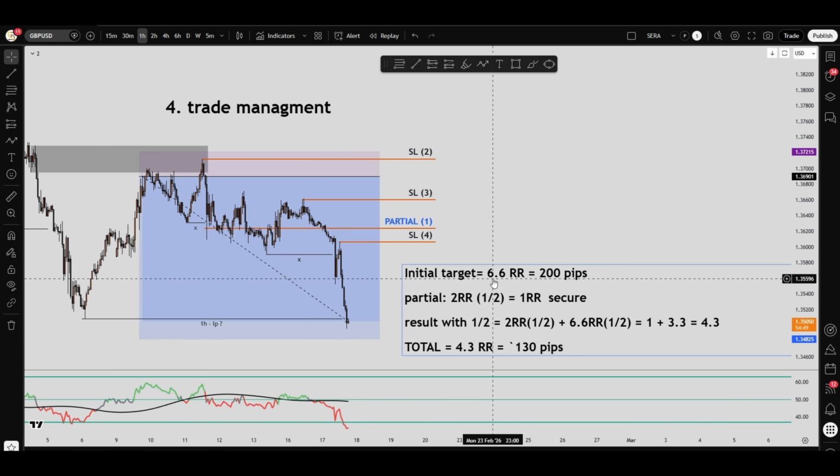My initial target was 6.6 risk to reward and around 200 pips in profit, but I choose to take a partial profit at 2 risk reward, half of the position, so that means for me 1 risk reward secure. Means that right now I have just 1 plus 3.3 equal with 4.3 risk to reward ratio. A total with 4.3 risk to reward and around 130 pips.